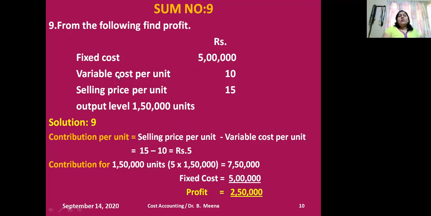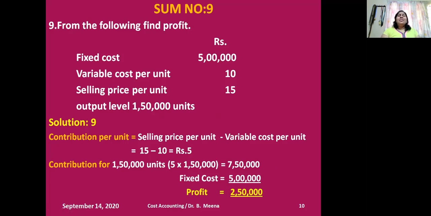First, I can make use of these two pieces of information, variable cost per unit and selling price per unit. I have to compare them to find out the contribution per unit. So what is my contribution per unit? 15 minus 10, 5. If I calculate the contribution per unit, I can convert it to a value for 1,50,000 units. So 5 rupees is the contribution per unit I calculated. If I calculate for 1 unit, definitely I can calculate for 1,50,000 units. So 1,50,000 into 5, what is my contribution? 7,50,000. And what is the fixed cost given? 5 lakhs. Then what is my profit? 2,50,000.